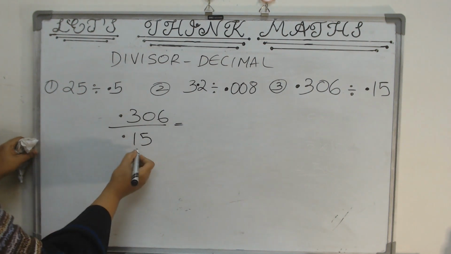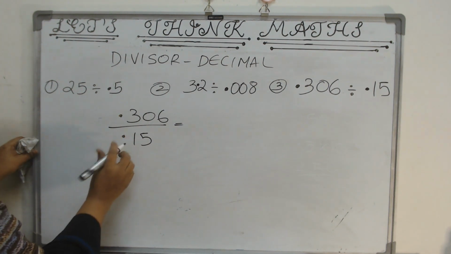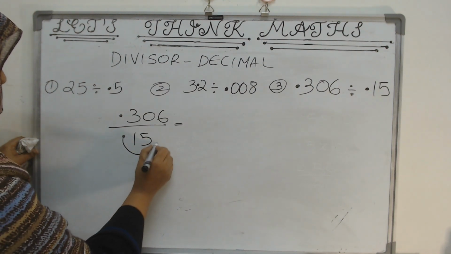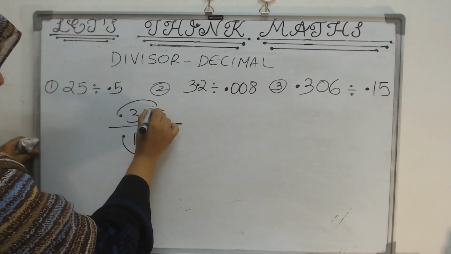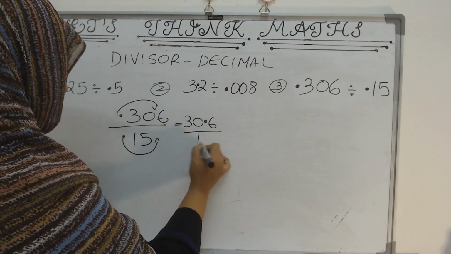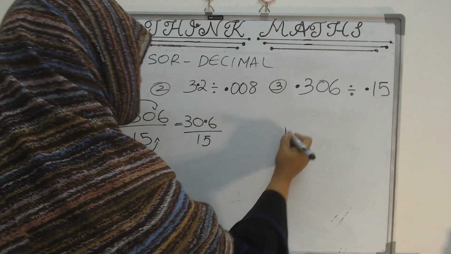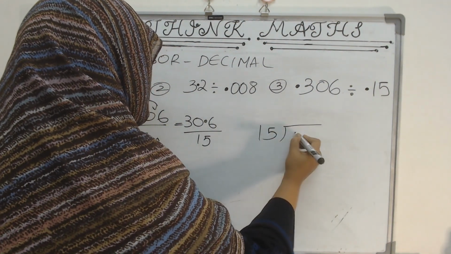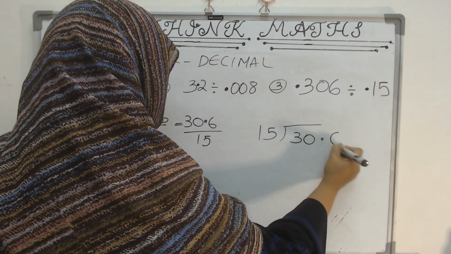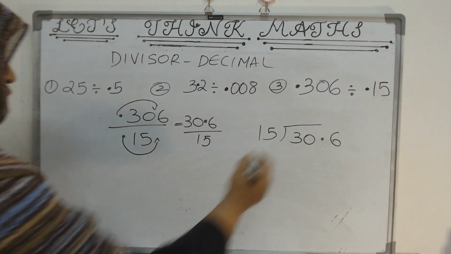Now for the last question, you have to multiply both the denominator and the numerator by 100. It moves 2 places here. So this becomes 30.6. And the denominator becomes this. Now what do we do? Now you just continue it in the usual method. What is the usual method? This is the divisor here, the dividend here, 15. When 15 divides 30, what do you get?